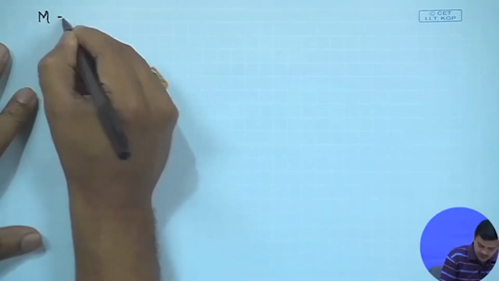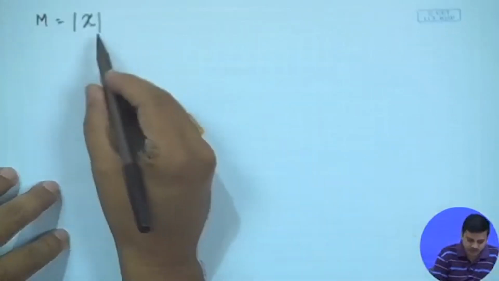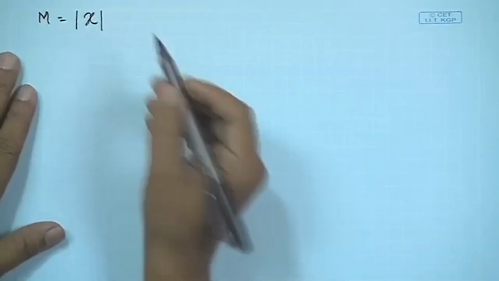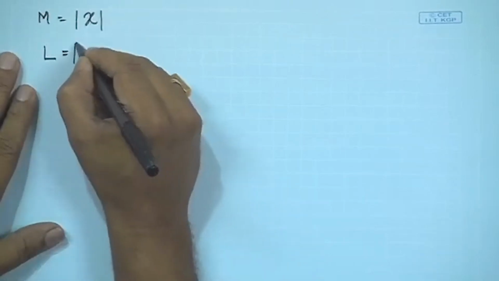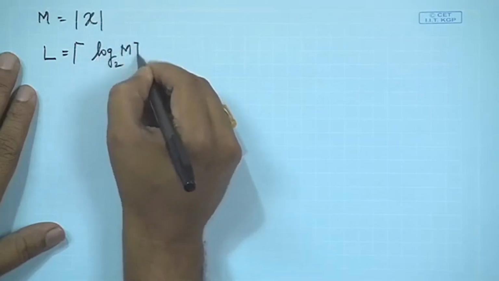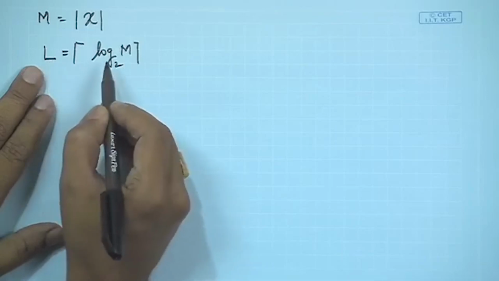So, now we proceed with this particular description of things. Let M denote the size of the set which contains these symbols, and we would assign L, which is the length, as the ceiling function of log base 2 of M to indicate the number of bits required to represent a source symbol.